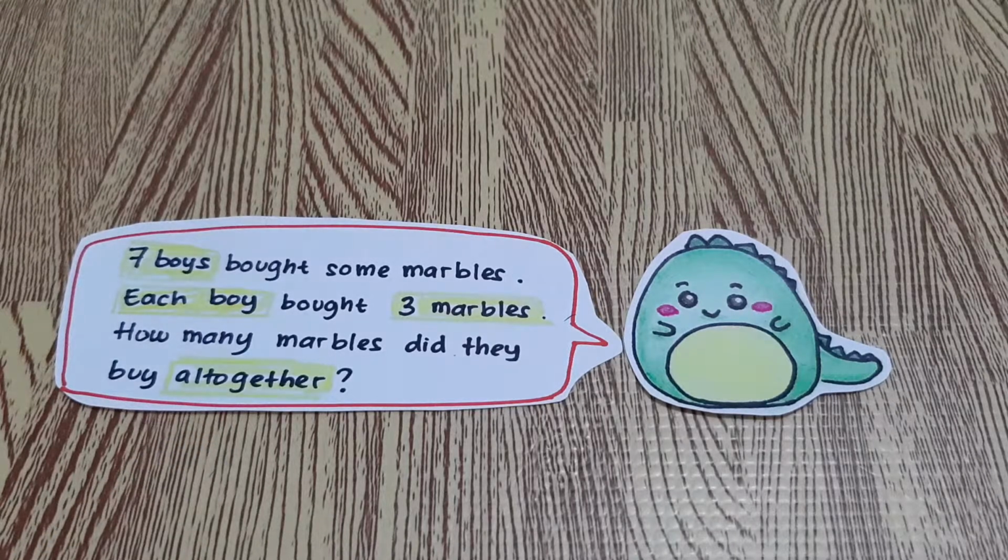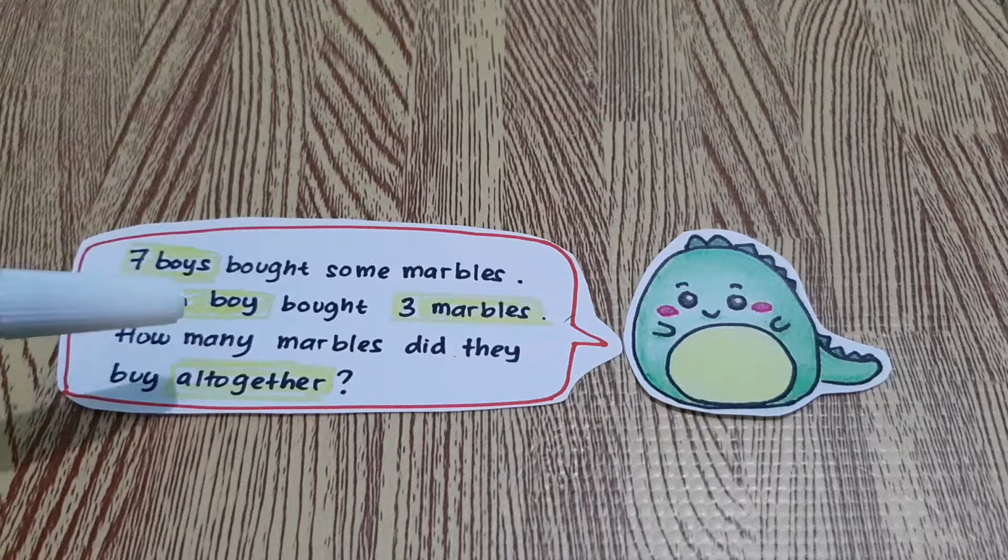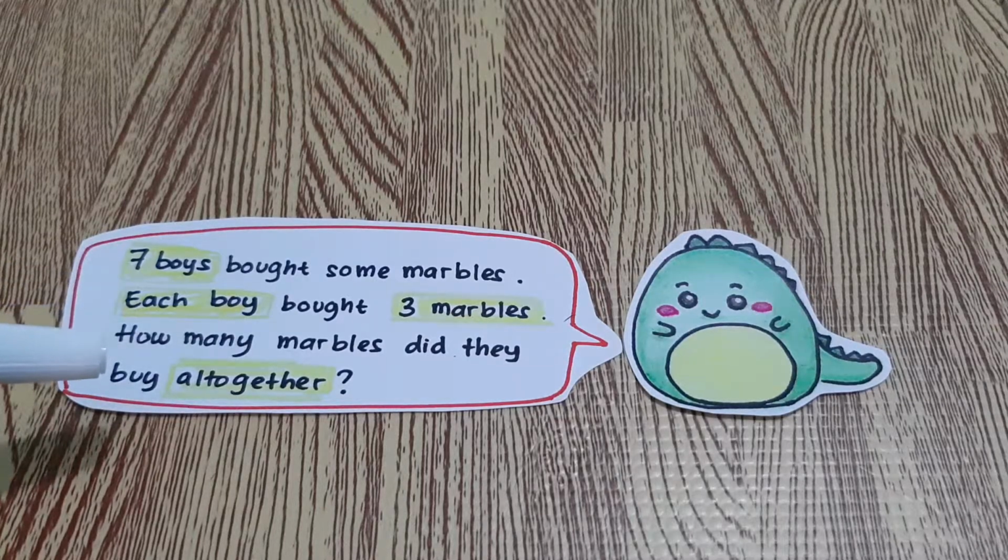Okay, let's take a look at the first sentence. 7 boys bought some marbles. Each boy bought 3 marbles. Okay, who bought marbles? Boys. How many boys are there? 7. Okay, now you know that the total of the boys is 7. Now, each boy bought 3 marbles. So the word each means how many? Yes, 1. So one boy bought 3. How many marbles did they buy altogether? Alright then. So do you know the total?